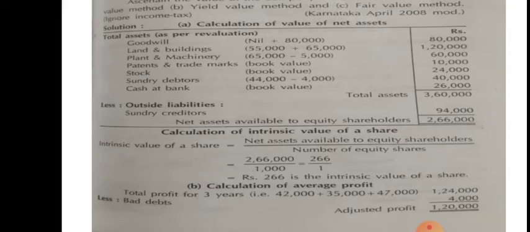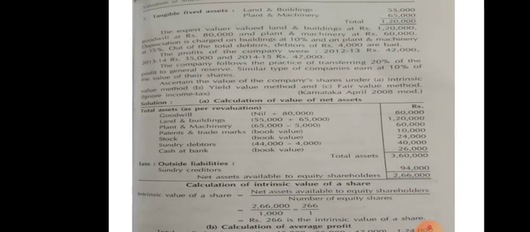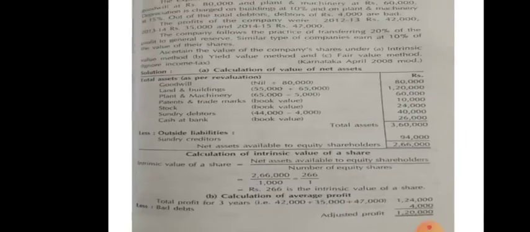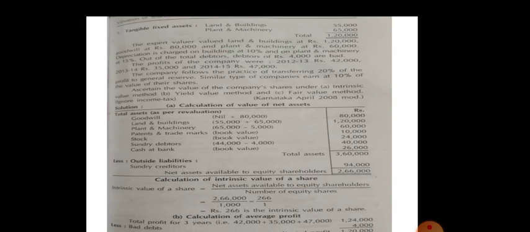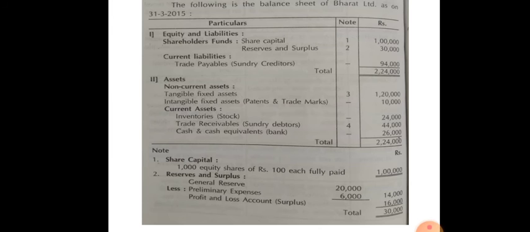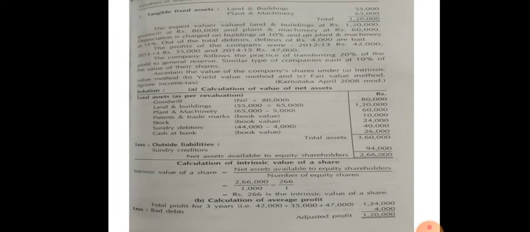Now put into the formula for the calculation of the value of shares under the intrinsic value method. Intrinsic value of shares is equal to net assets available to equity shareholders divided by number of equity shares. The net assets are 2,66,000 and the number of shares is 1,000, because in the problem it's given above the balance sheet, note number 1, 1,000 equity shares. So 2,66,000 divided by 1,000 gives 266 as the intrinsic value of shares.